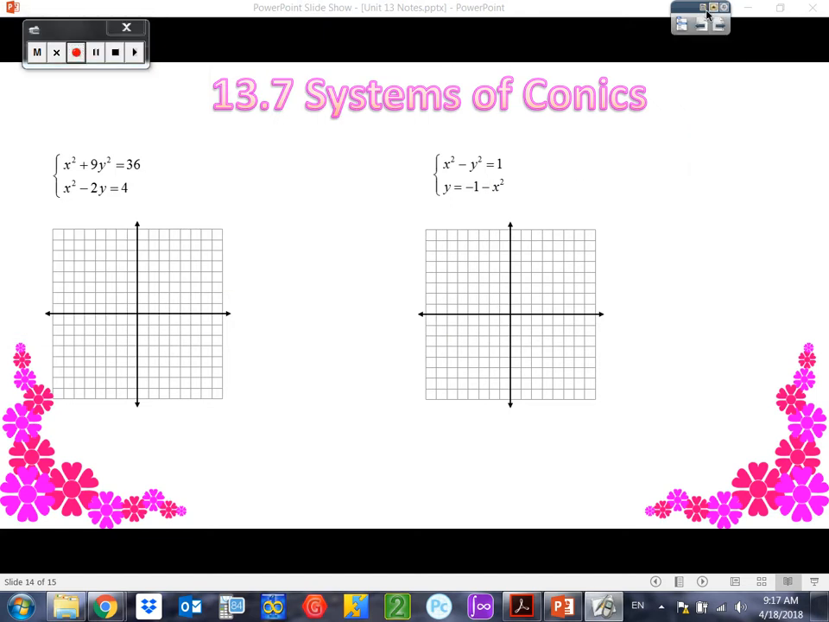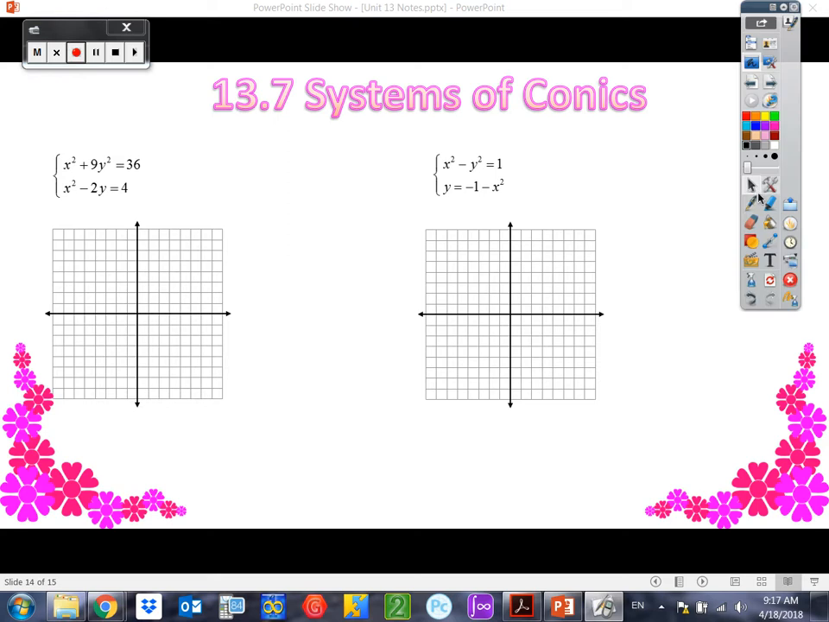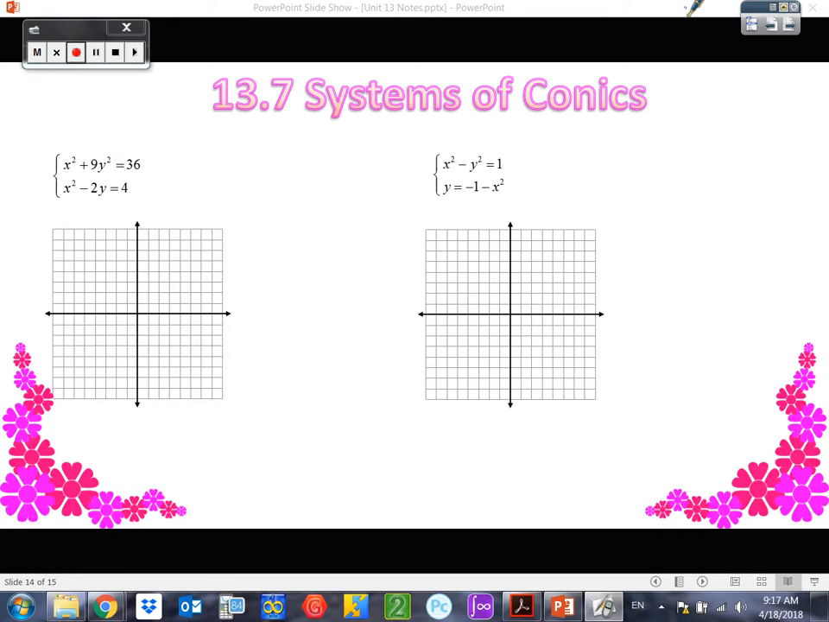Okay guys, let's take a look at today's lesson. Today we're going to be working with systems of conics. It's really a two-part procedure. What we want to do is graph them, and the graphing is for just a couple of different reasons.